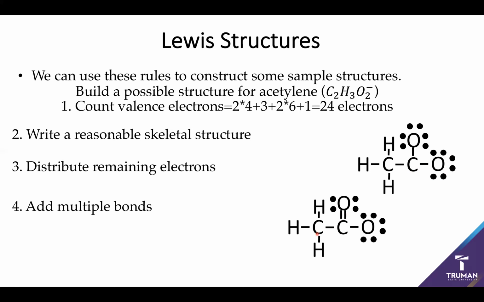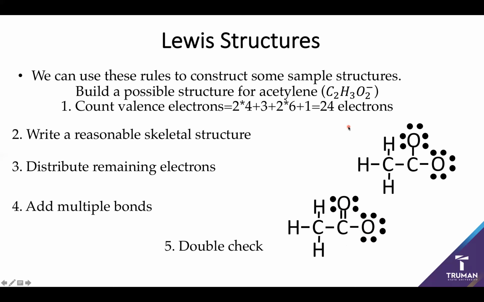This carbon atom has 4 bonds. This carbon atom has 4 bonds. This oxygen has 2 bonds and 2 lone pairs, so we're good. This oxygen atom has 1 bond and 3 lone pairs, which still satisfies the octet rule as 1, 2, 3, 4, 5, 6, 7, 8. So I still should be fine. And we can double check and make sure we still have our 24 electrons. So we should be good.